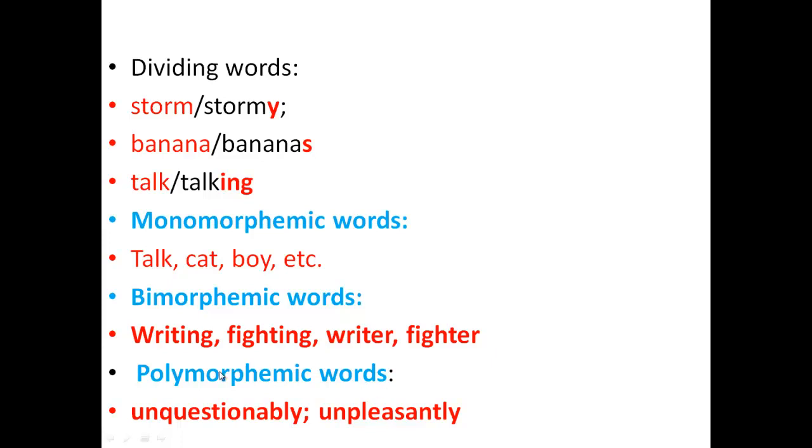Now we can also talk about what we call polymorphemic words. For example, unquestionably. Here we have four morphemes. Here we have three, unpleasantly. So here, we have words which are composed of more than two morphemes. They are called polymorphemic. Of course, we can even have words containing 4, 5, even 6 morphemes. Remember the longest word in English that we presented last year, anti-disestablishmentarianism.